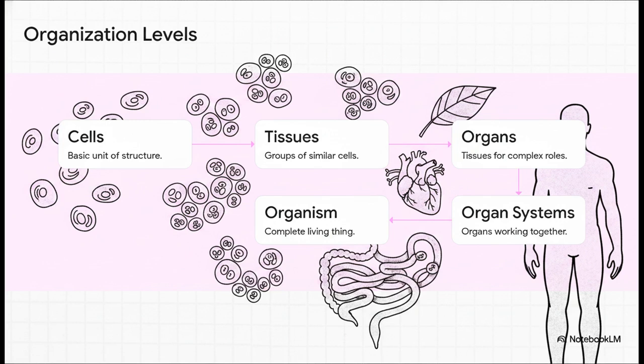Step 3, organs. When you combine different tissues to tackle complex roles, you get an organ, like a beating heart or photosynthesizing leaf. Step 4, organ systems. Organs rarely fly solo. They team up into highly coordinated systems, like your circulatory or digestive system. And finally, Step 5, the organism. All those organ systems functioning seamlessly together give you the complete living thing. To put that massive scale into perspective, a complete human being requires around 30 trillion of those microscopic cells functioning flawlessly together. I mean, it is an absolutely stunning biological hierarchy.